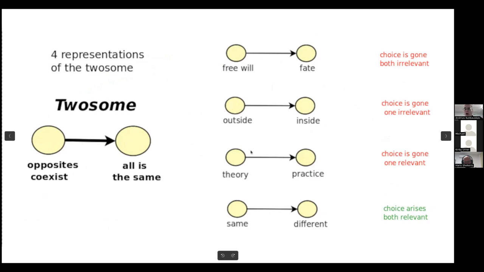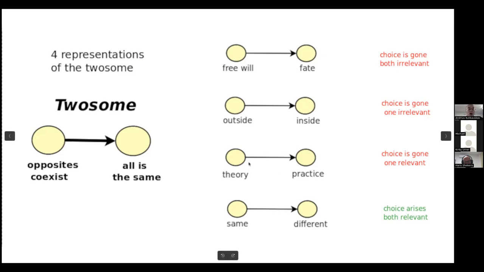We need to make it concrete. So in making it concrete, we choose one of these four ways. So it could be free will versus fate. It could be opposite, outside and inside. Like if you're outside a cup, there's also an inside. But if you fall inside the cup, it's like falling inside the universe. There really isn't outside, it just keeps going.